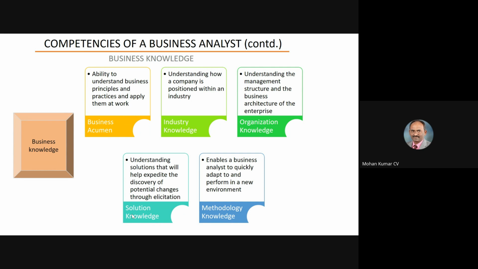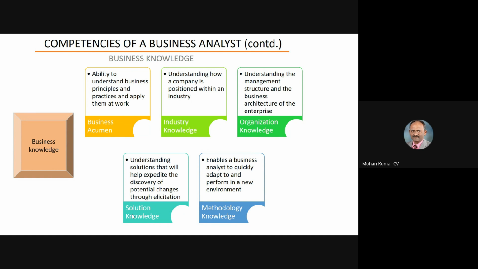Now, if you have that empathy and you are able to understand how things are happening, you are able to apply that knowledge. Anywhere you learn anything, if you are applying it, that is what is acumen. So, business knowledge: if you understand business principles and practices and apply that to work, that is what is called business acumen. Understanding how a company is positioned within an industry is industry knowledge.